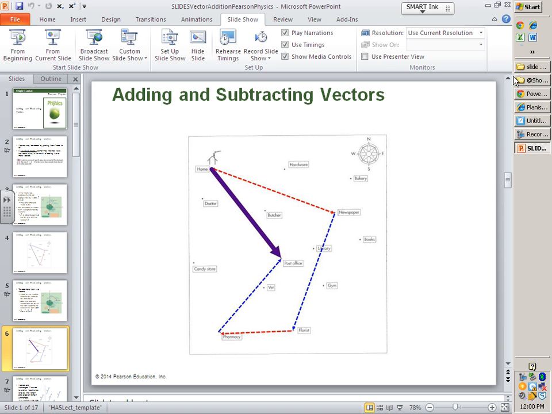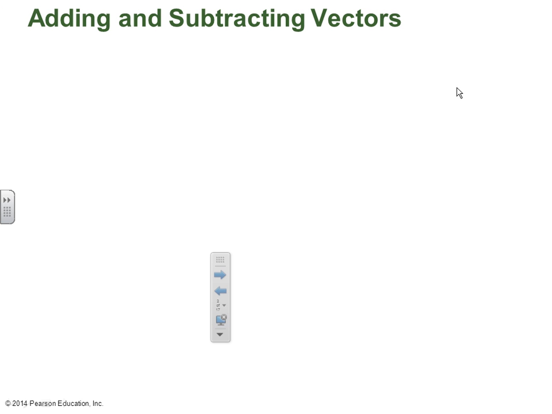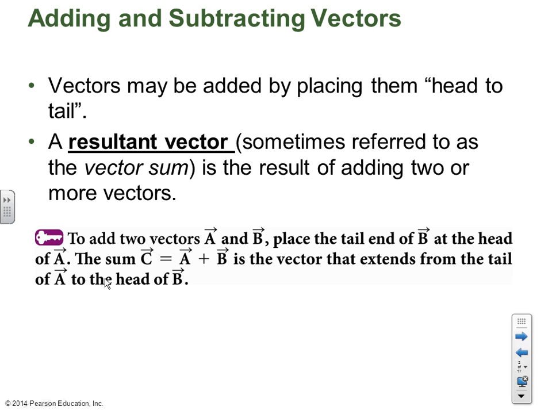So, what does this all mean? The key point to this section of your book, right? You already wrote down the first 2 things. This is the part here at the bottom that's important. It's a key point. How do I know? There's a key next to it. So, right? To add 2 vectors, A and B, place the tail end of B at the head of A. The sum, which is C, is the vector that goes from the tail of A to the head of B.